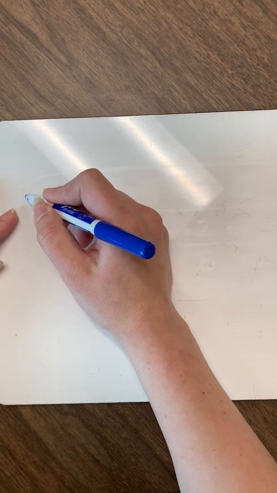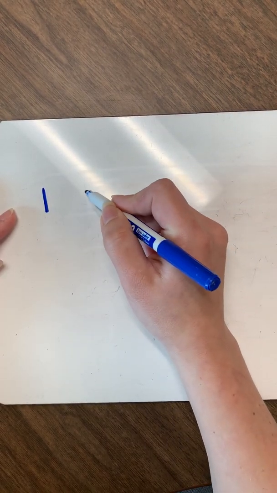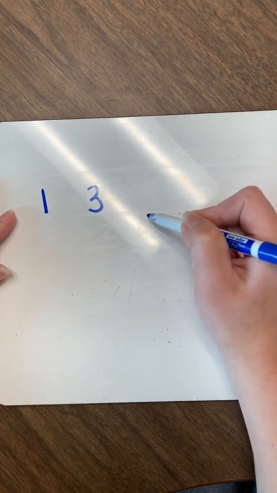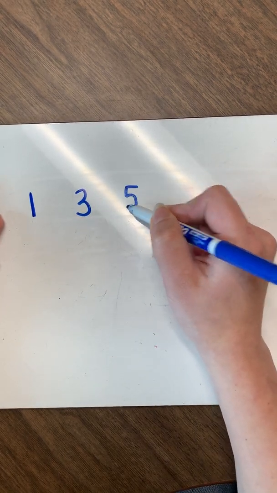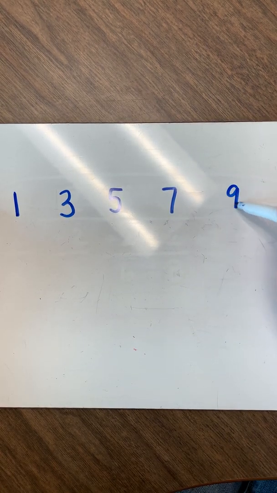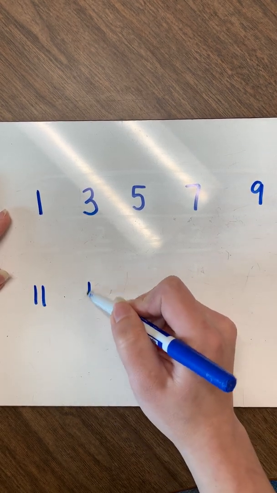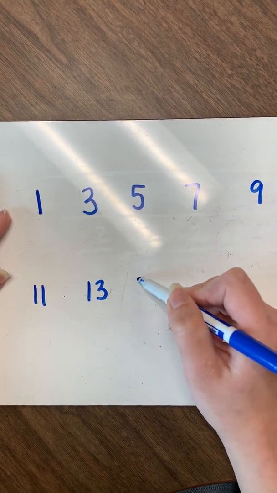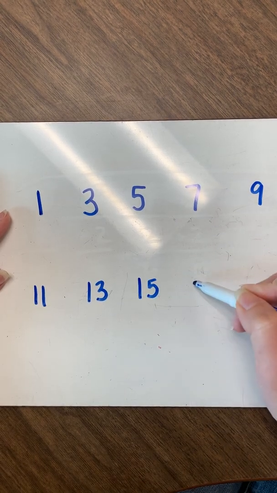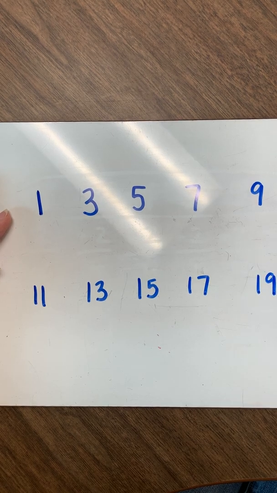Do you remember our odd numbers? Let's start at 1. 1, skip a number in between. 3, 5, 7, 9, 11, 13, 15, 17, 19.